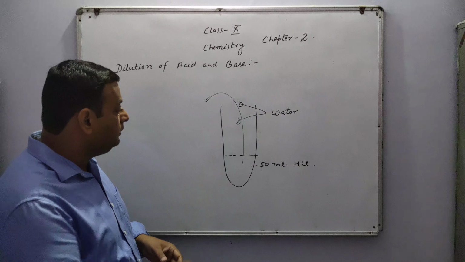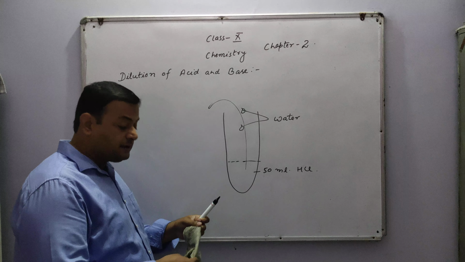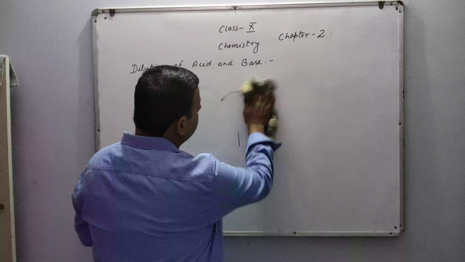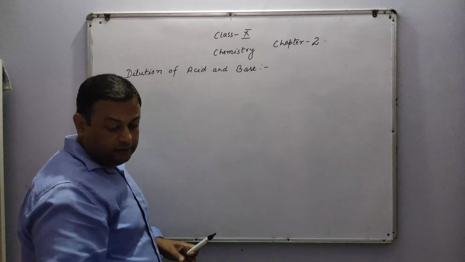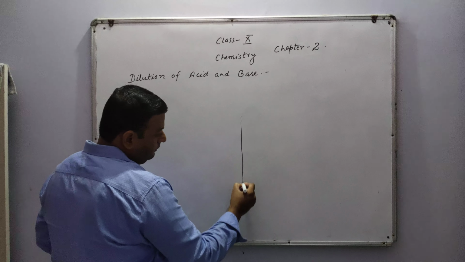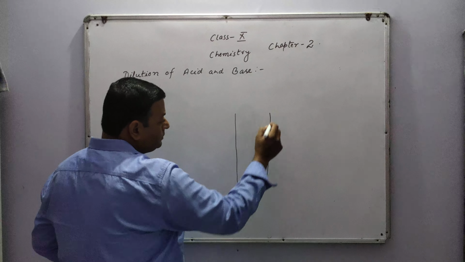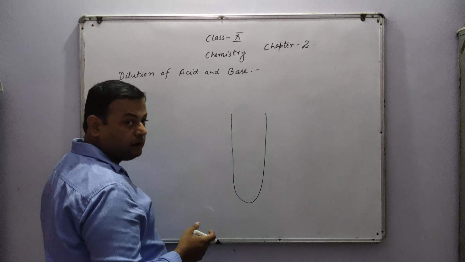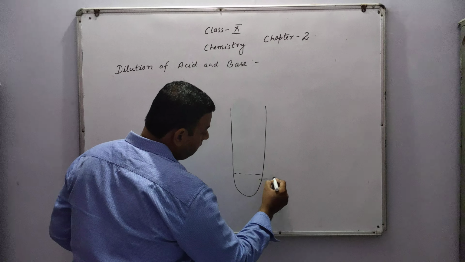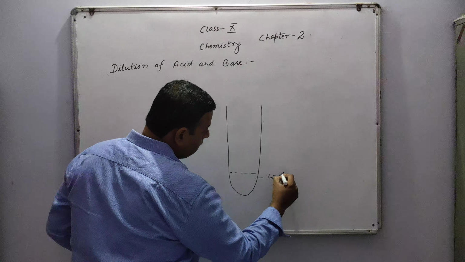So if we add water, then it may be accidental, as the acid or the basic content may come out of the test tube. Now what is the correct method of diluting an acid or a base? First of all, we need to take a test tube or a glass beaker, we can take, add little bit of water into it.